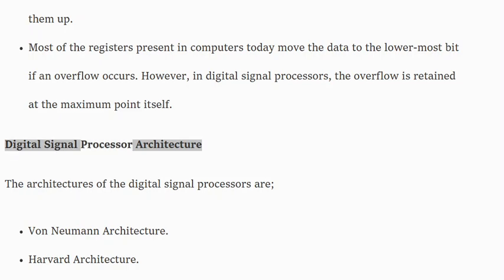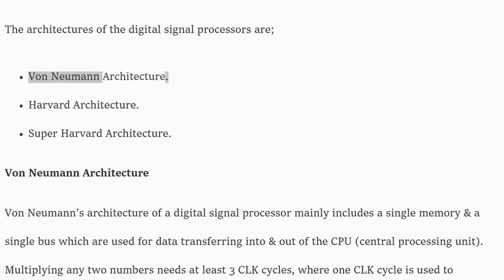Digital signal processor architecture. The architectures of the digital signal processors are: 1. Von Neumann architecture, 2. Harvard architecture, 3. Super Harvard architecture. 1. Von Neumann architecture.